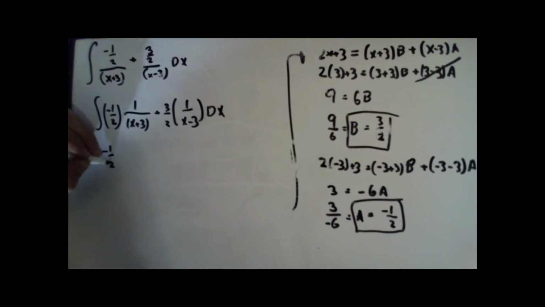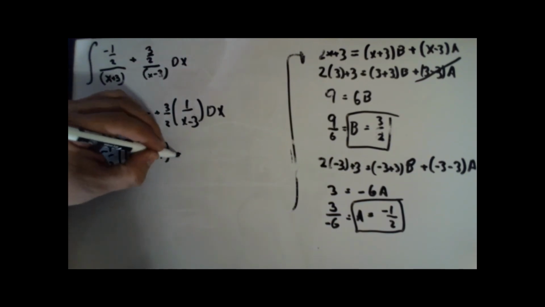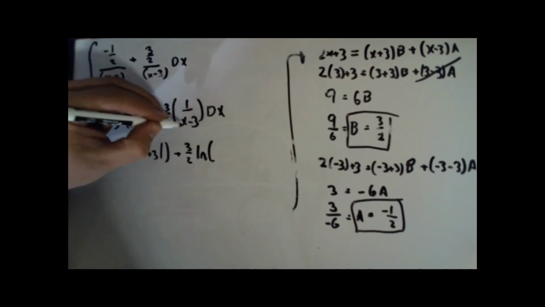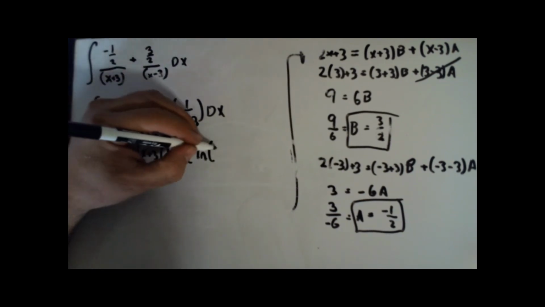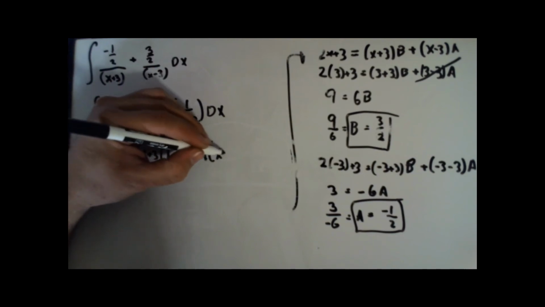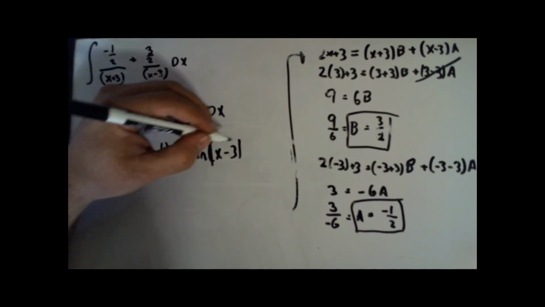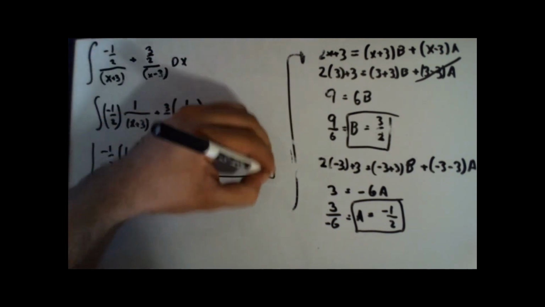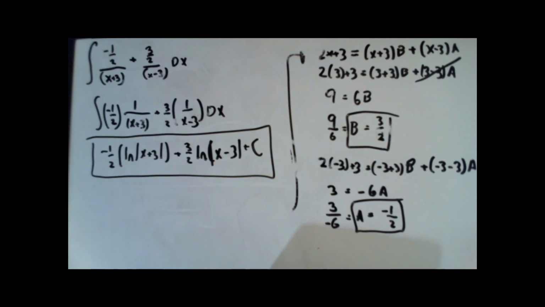Which is going to turn out to be negative 1 half times, and then the derivative of x plus 3 is just 1, so it's the natural log of x plus 3, plus 3 halves natural log, and the same thing, the derivative of x minus 3 is going to be 1, so natural log of x minus 3, plus C. And that is integration by partial fraction decomposition.